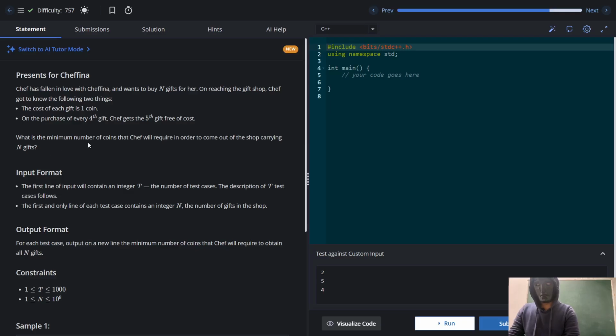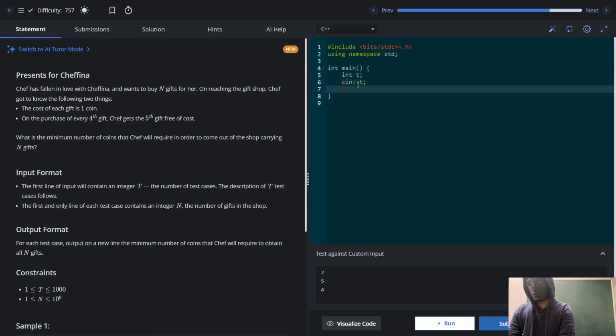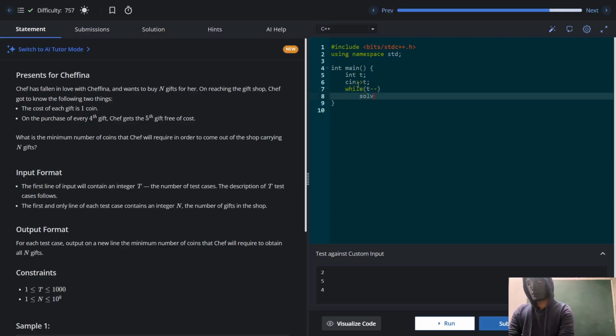So, what is the minimum number of coins that Chef will require in order to come out of the shop carrying n gifts? Okay, it is interesting. I'll be telling you on the board, don't worry. First, let's take input. We have test cases, so let's take the test case input in a t variable, and for every test case, we'll call a function solve.